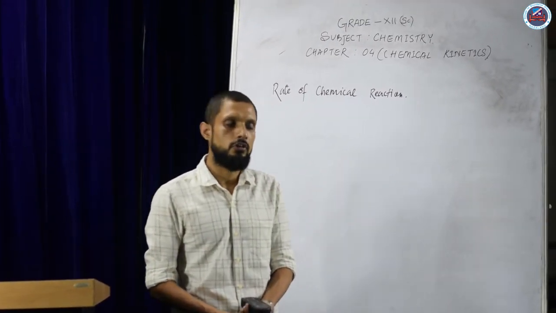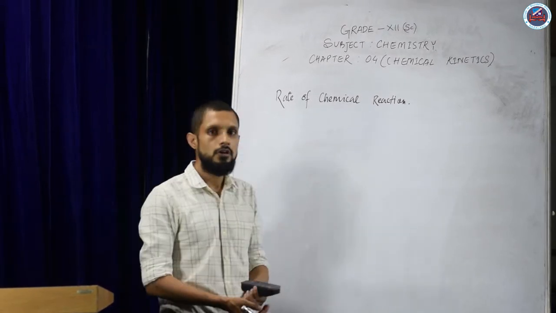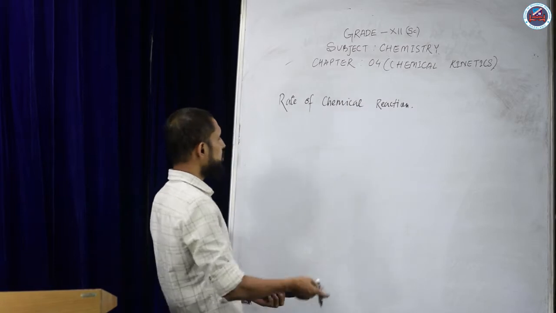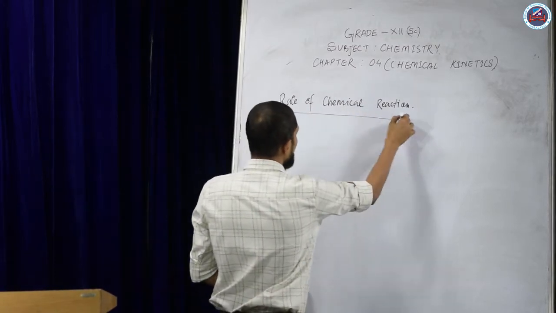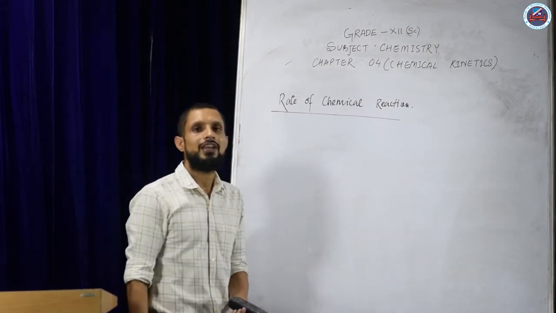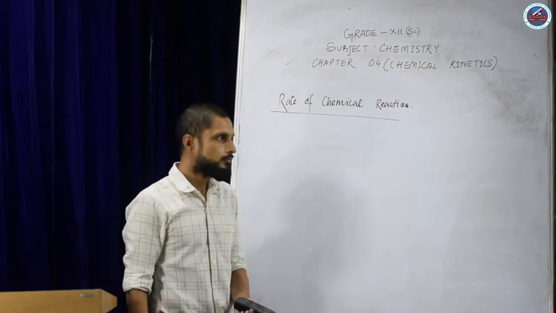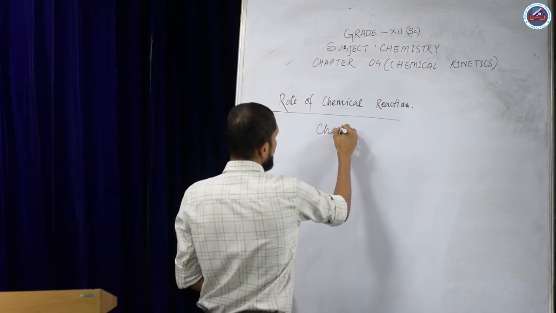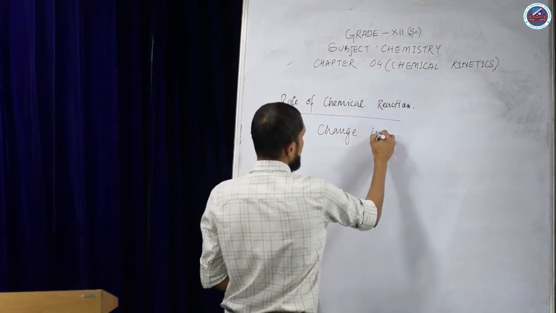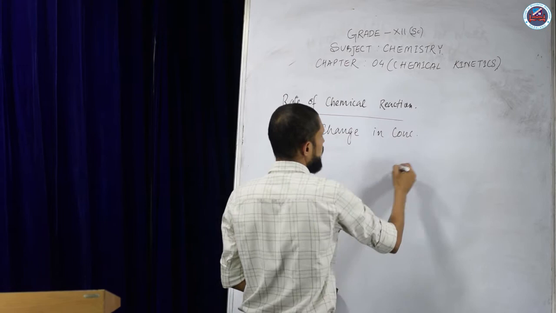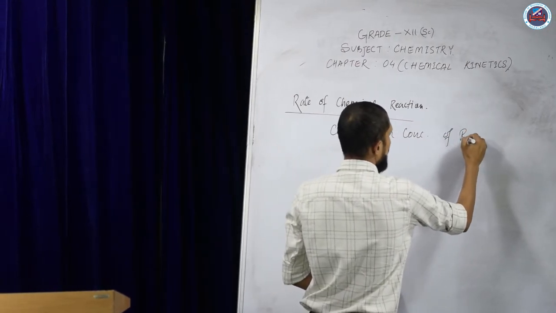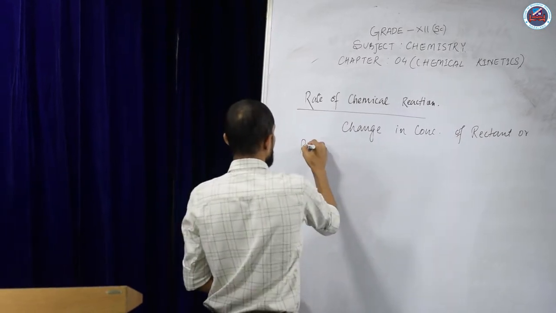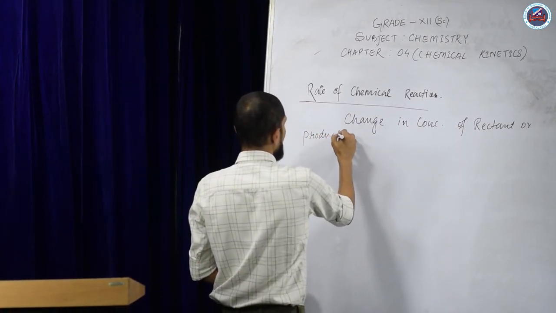Today through this video I am going to start a new chapter. The name of the chapter is Chemical Kinetics. So in this chapter the first topic which we are going to study is rate of chemical reaction. So rate of chemical reaction is defined as change in concentration of a reactant or product per unit time.